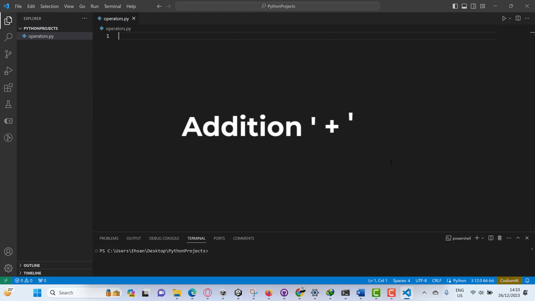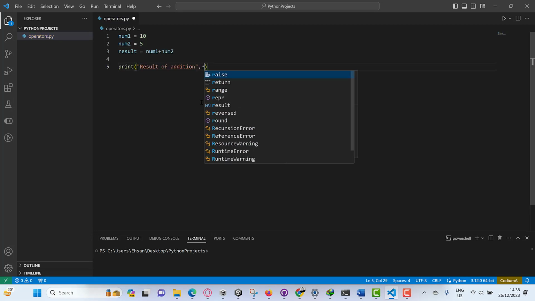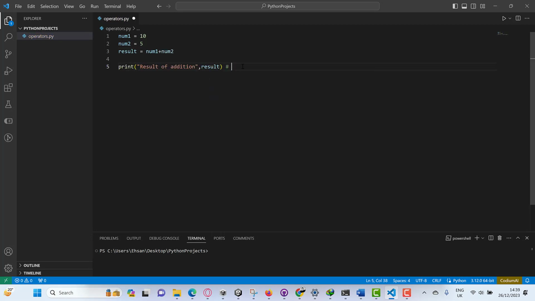Let's start with the addition operator, denoted by the plus symbol. It's used to add numbers together. For example, num1 equals 10, num2 equals 5, and then result equals num1 plus num2. Let's print result of addition and concatenate result.